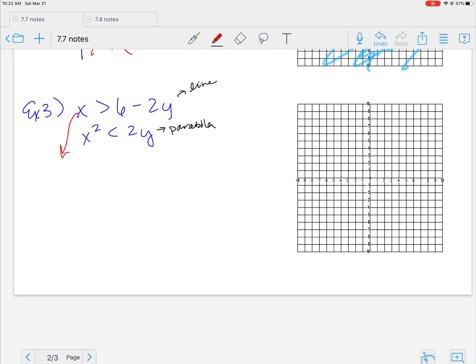I'm going to go red. So I have x is greater than 6 minus 2y.